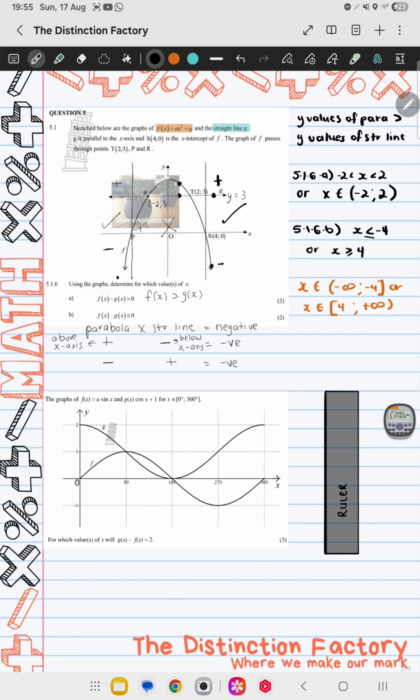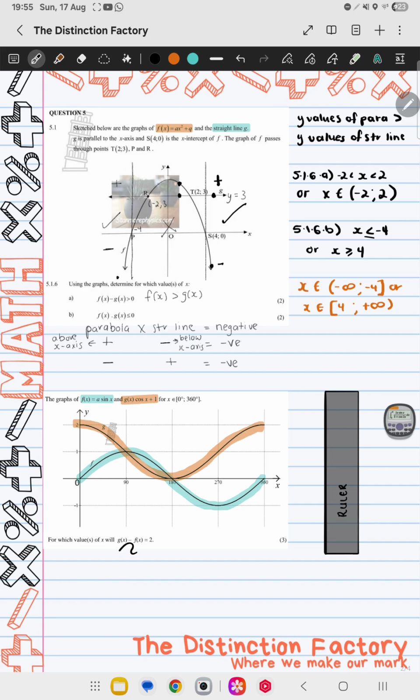Now we're going to go on to our next question, and it says that we have the graphs of f of x, which is equal to a sine x. That refers to this graph down here. And then we have g of x, which is equal to cos x plus 1, and that refers to this graph here.